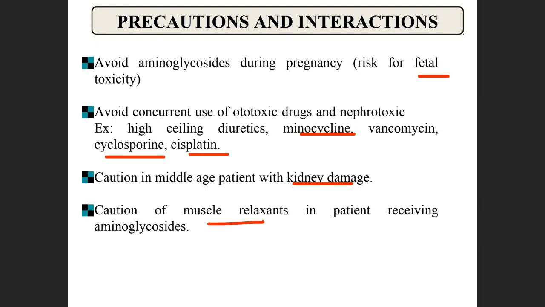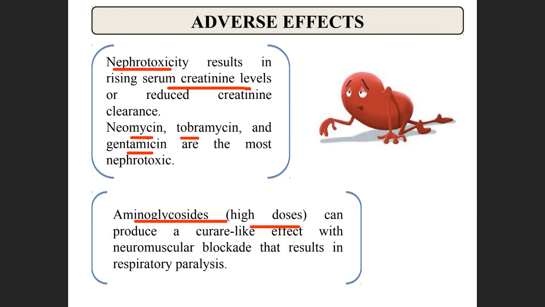And muscle relaxants. If the people are taking muscle relaxants, then aminoglycoside should not be prescribed, because as I told you, if high doses of aminoglycosides are given, it causes Curare-like effect. Curare-like effect means it will attack the neuromuscular junction receptors. So what will happen if the neuromuscular junction receptors are attacked? It will lead to muscle paralysis. There will be no contraction of the muscles.